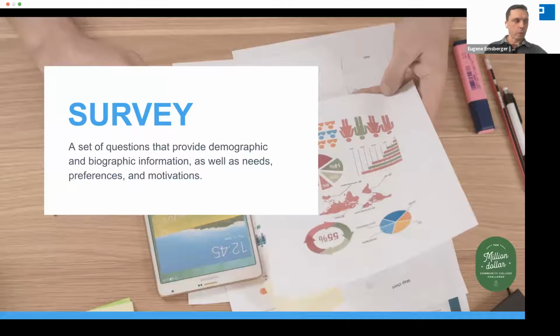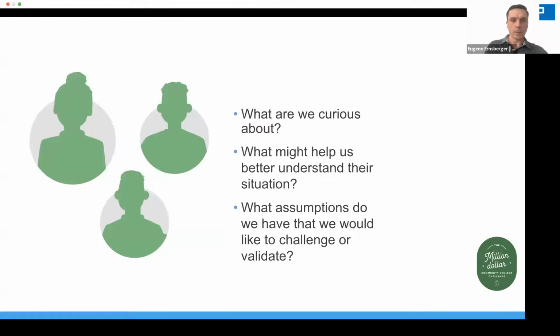I'm sure most of you are familiar with the survey process, but it's a set of questions that provide demographic and biographic information, as well as needs, preferences, and motivations. Surveys can help us gain empathy by interacting directly with people visiting the website as well. So we can start with these big questions. What are we curious about? When we're starting to formulate questions for a survey, we can think about what might help us better understand our audience's situation.